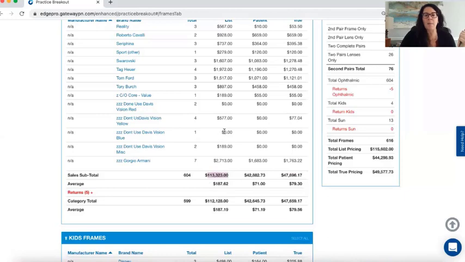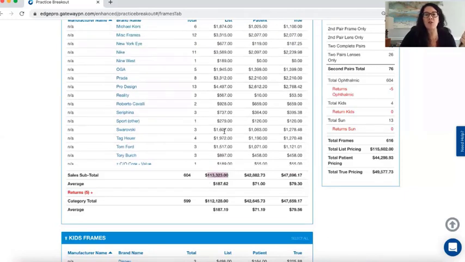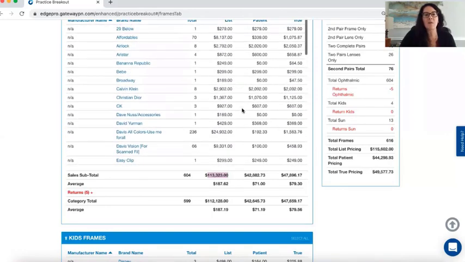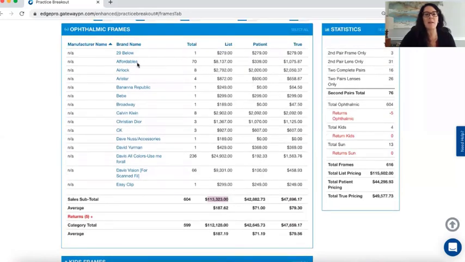And so what I would recommend here is, oh my gosh, perhaps we need to do a profitability analysis, because that's pretty significant. And some of the things that stand out here, looking at these affordables, we sold 70 units and they have a list price of 8,000, but we've only collected just over $1,000 for all of these frames. That's not a lot of money per frame. The other one we can take a look at, even though there's only one unit, Banana Republic, we sold one unit, had a list price of $249. We didn't collect anything from the patient, which means that was probably a covered frame from that managed care plan.